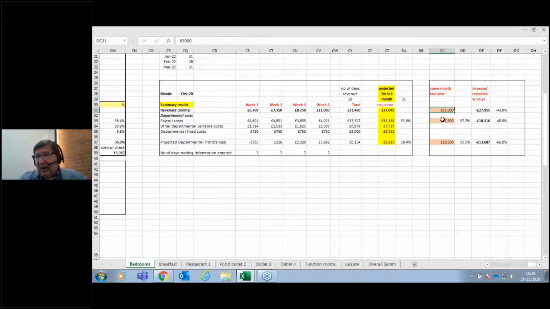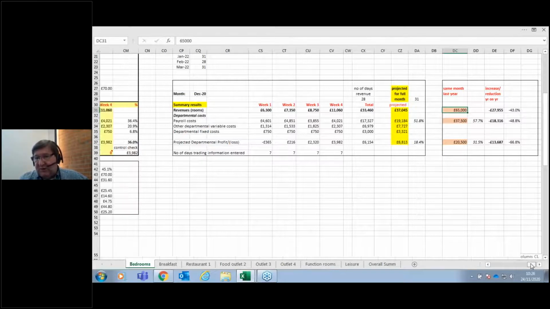So in this case, our payroll costs were 57.7% of turnover this year so far, they're only 51.8%, but our profits were 31.5% of turnover this year, they're only 18.4%, and there's the actual physical change in absolute terms and in percentage terms if you want to look at that.